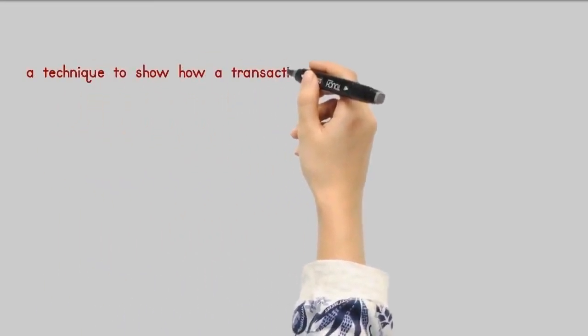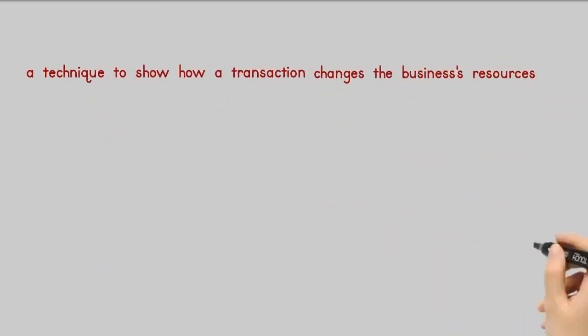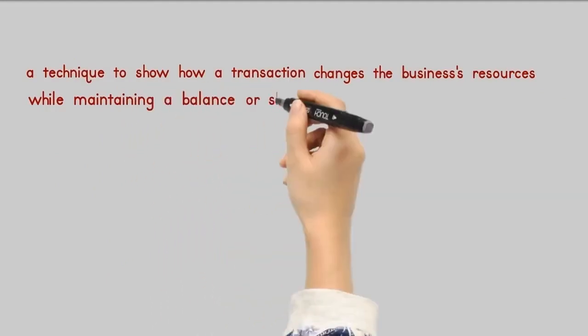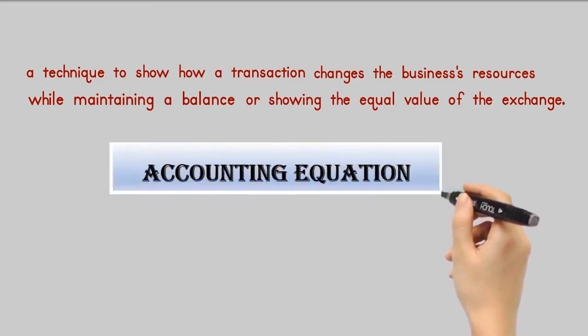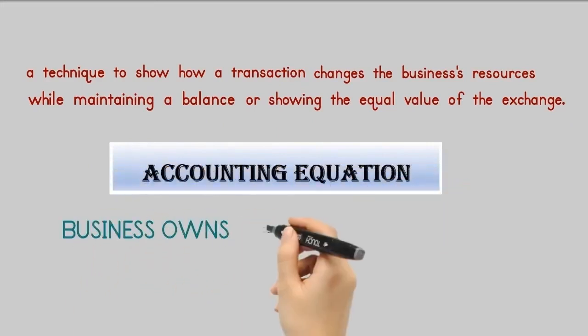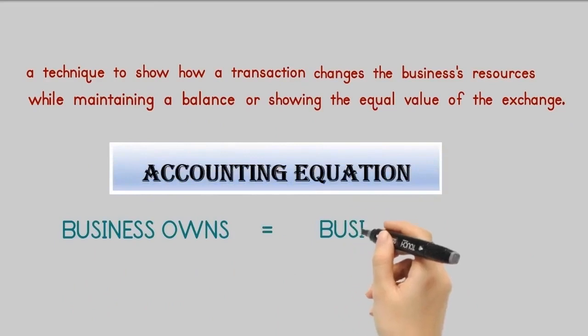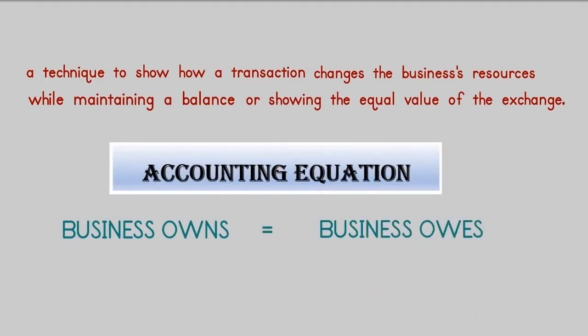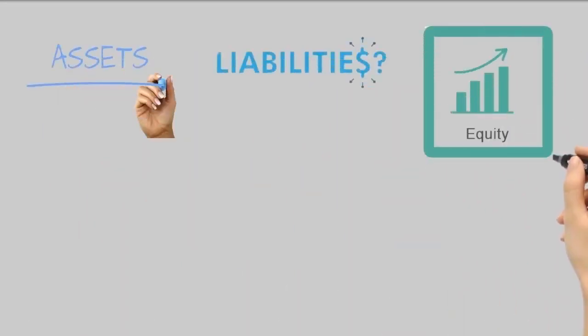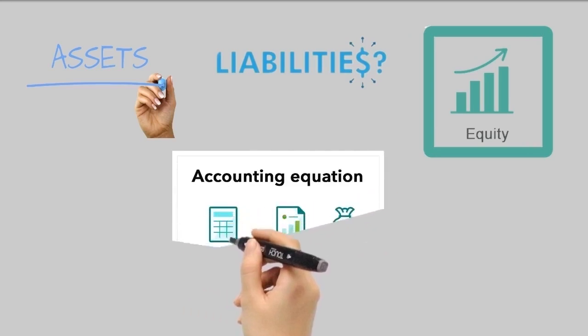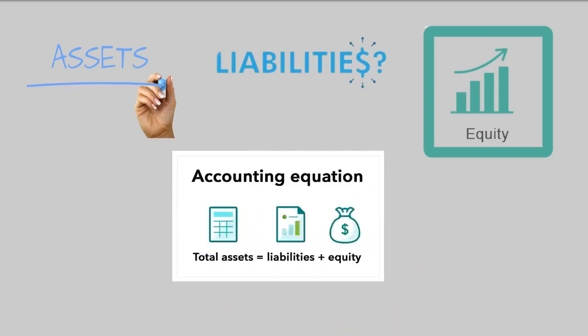Accounting also uses a technique to show how a transaction changes the business's resources while maintaining a balance, or showing the equal value of the exchange. This is called the accounting equation. The accounting equation is that the stuff the business owns is equal to the stuff that the business owes. That helps us understand how various transactions affect the asset, liability, and owner's equity accounts and how these accounts are related to each other. The accounting equation is presented as assets equal liabilities plus owner's equity.